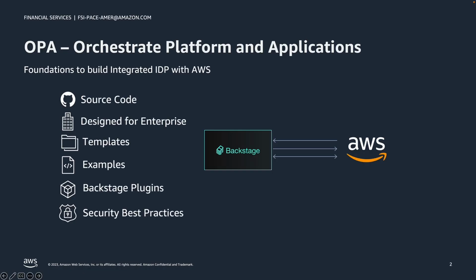As described in previous videos, OPA on AWS is an open source solution to help customers build their internal developer platform and integrate with AWS. The OPA solution provides the infrastructure as code to run Backstage in AWS, provides Backstage plugins, reference implementations for source code management using GitLab, and an example repository containing samples of environment provider, and software templates.